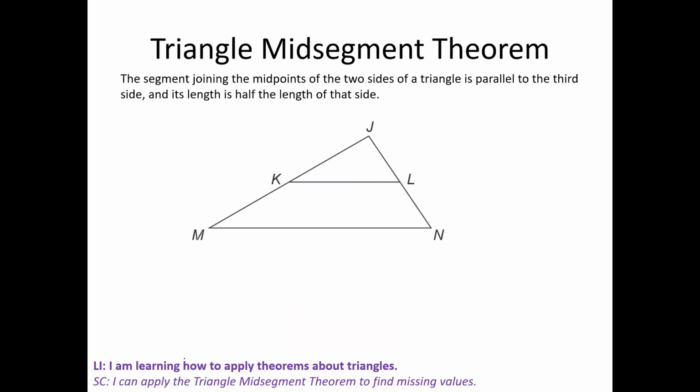So first of all, this one is our last theorem that we're learning in this section. The triangle midsegment theorem says the segment joining the midpoints of the two sides of a triangle is parallel to the third side, and its length is half the length of that side.